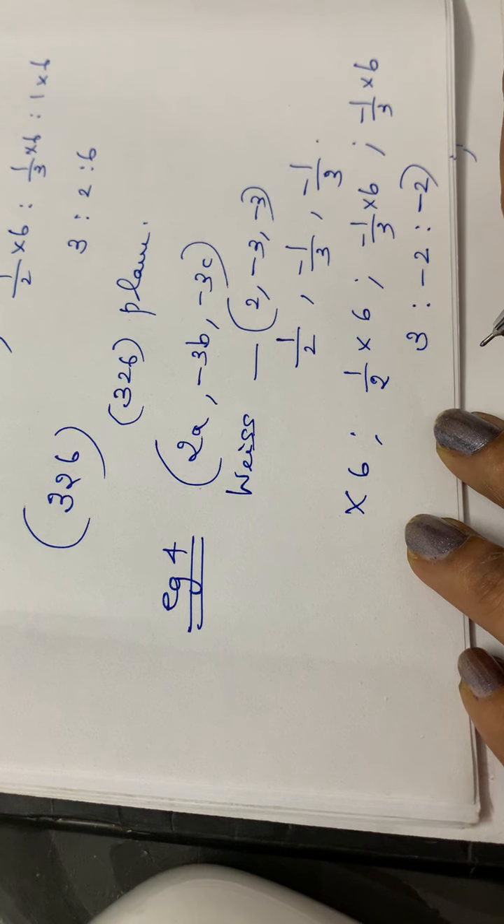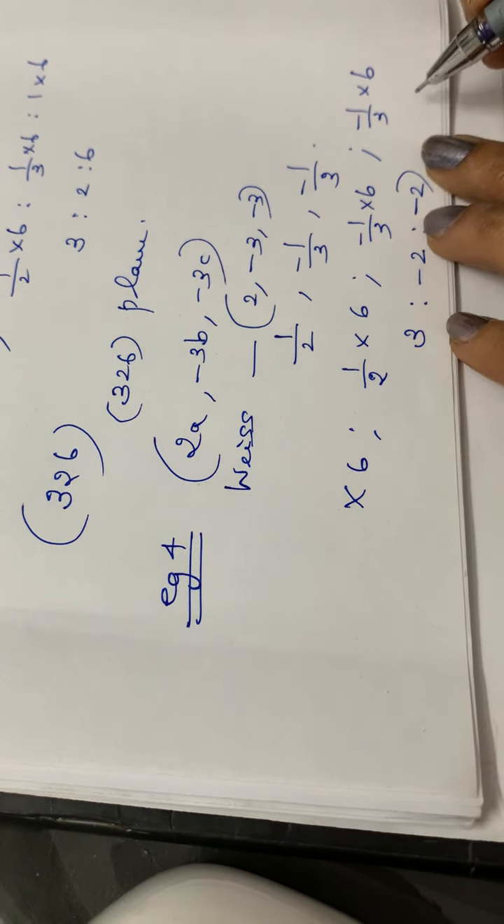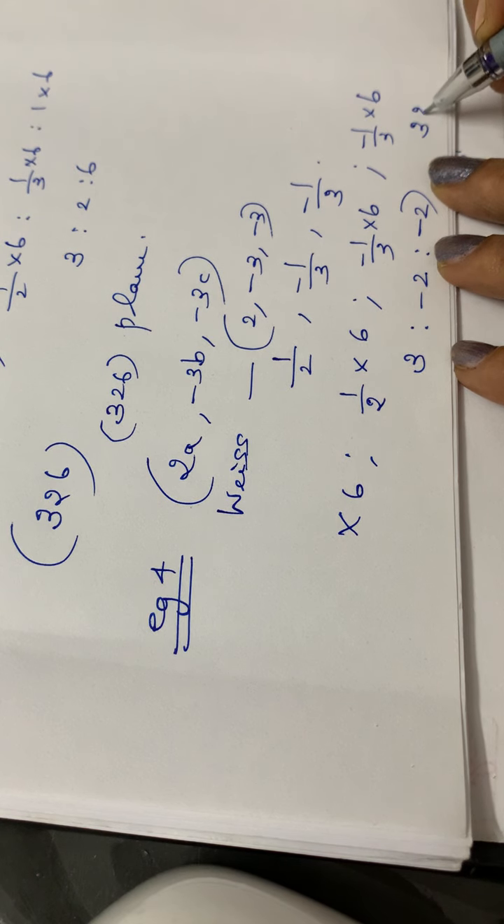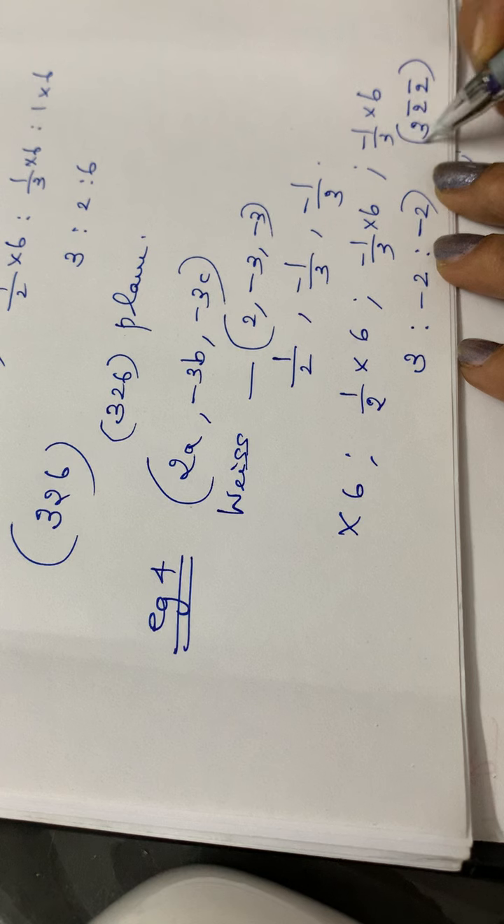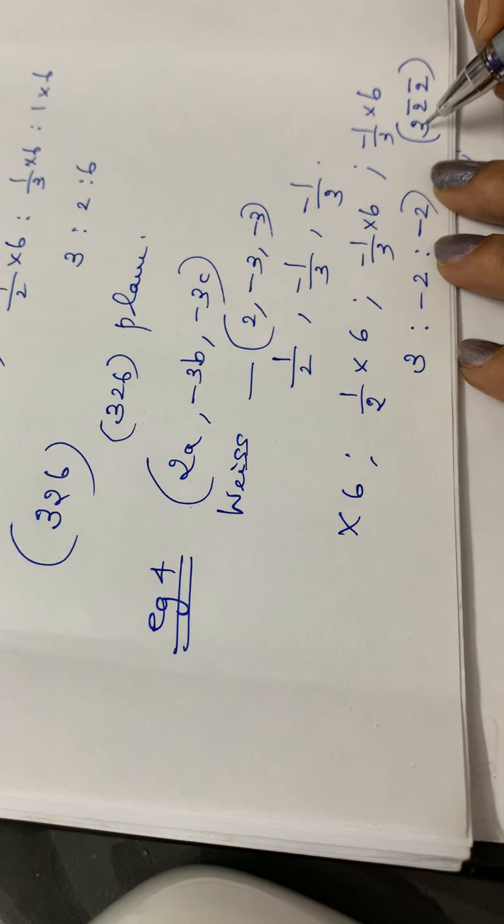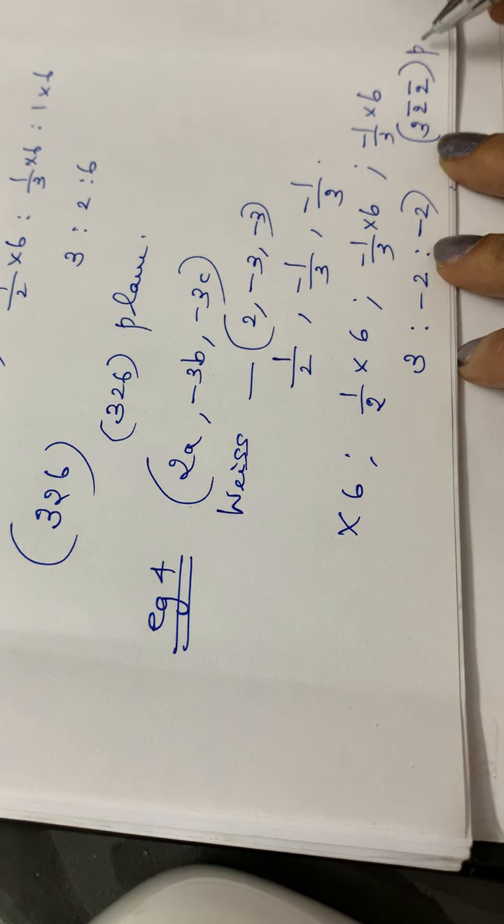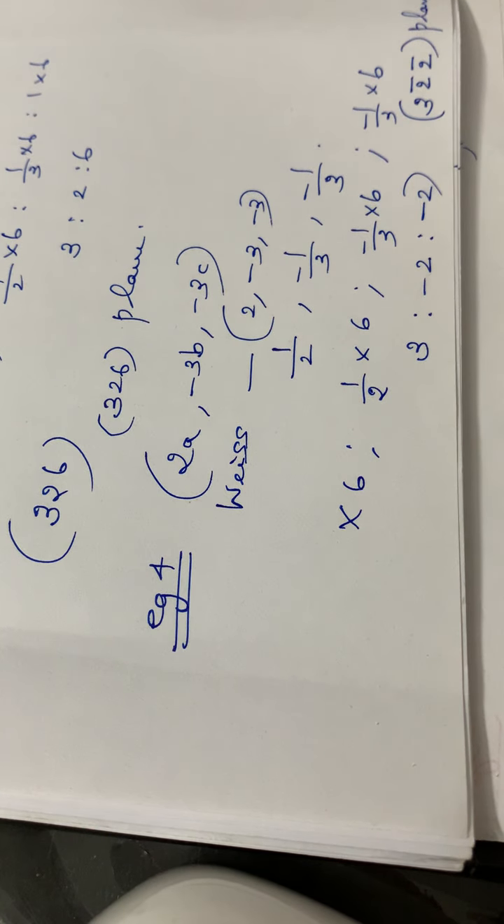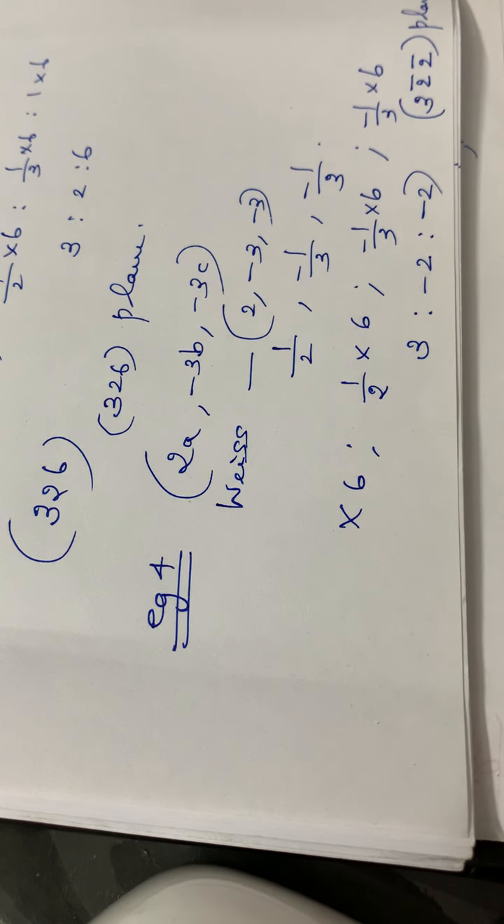So the Miller indices we have to write like this: 3, then for minus 2 you have to write it as bar 2, and here also bar 2. So the Miller indices are 3, bar 2, bar 2 and the plane is called a 3, bar 2, bar 2 plane. So hope you got the point, how to do the Miller indices.